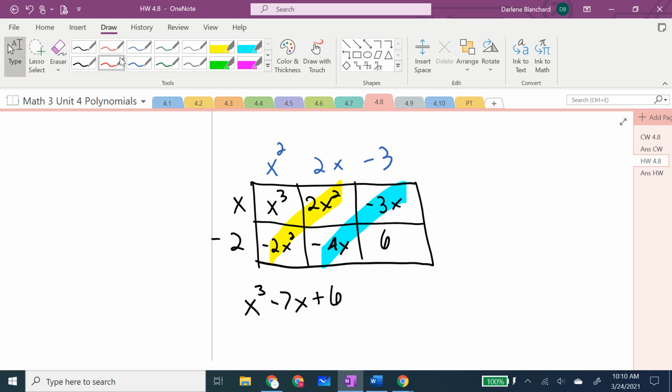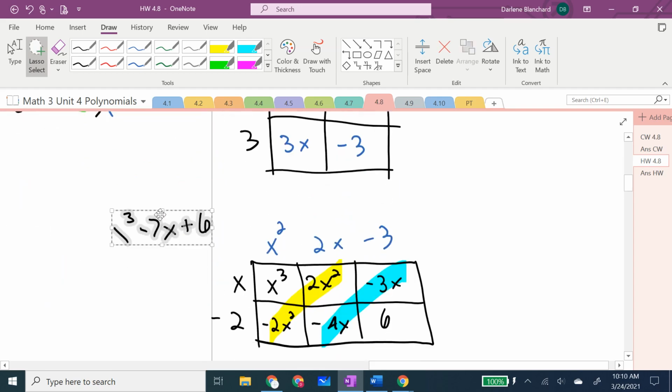I'm now going to take this and I'm going to bring it up. Oh, it didn't bring the other part of the x with it. I can deal with that.